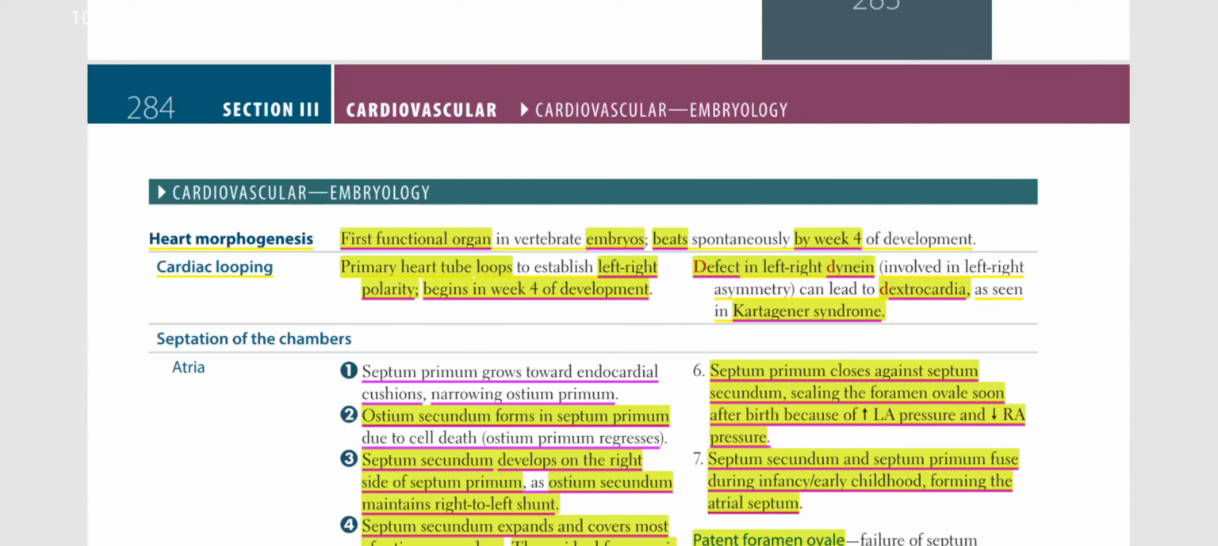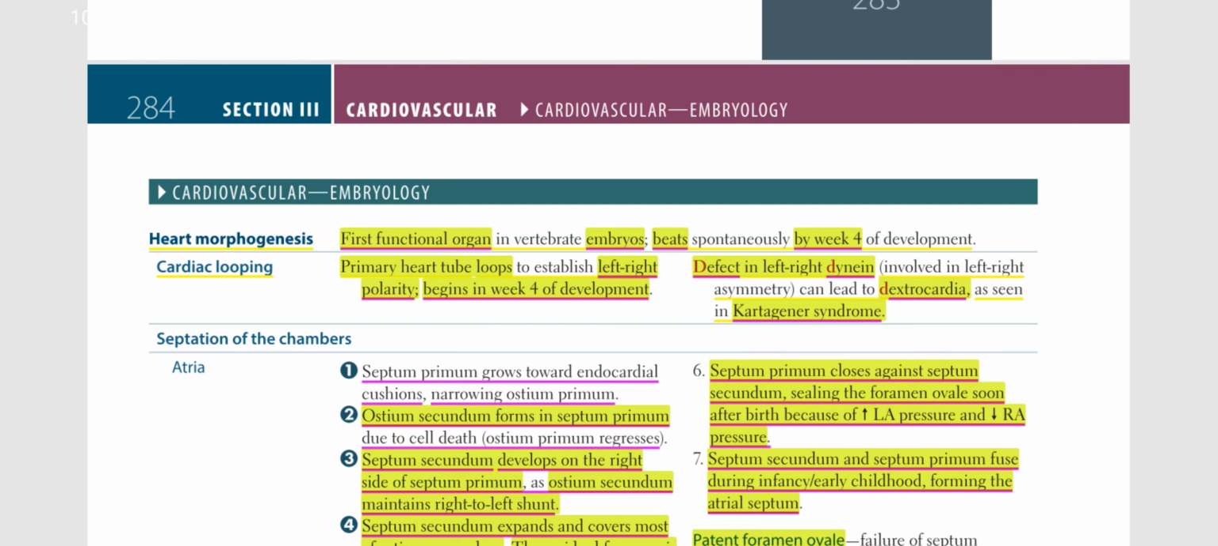The cardiology section from First Aid. Cardiovascular embryology, heart morphogenesis. The heart is the first functional organ formed in the embryo, and it beats by week 4. Cardiac looping: the primary heart tube loops to establish left-right polarity, beginning in week 4 of development.